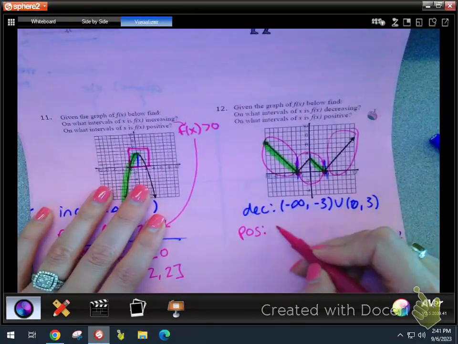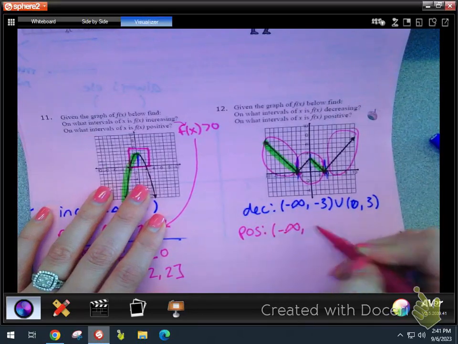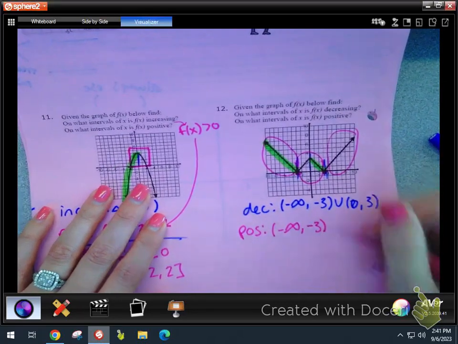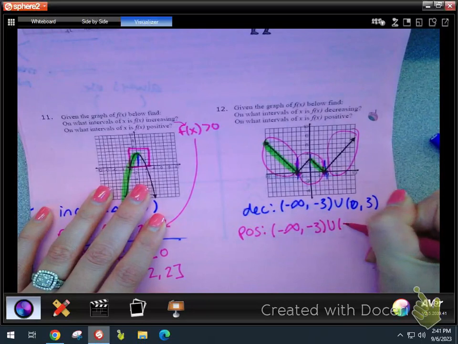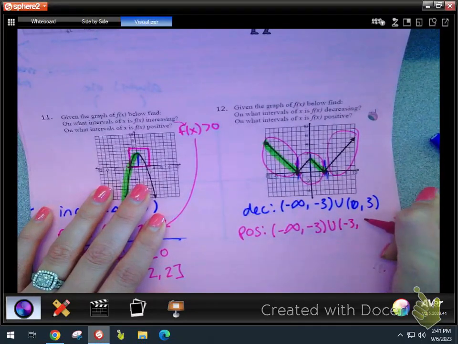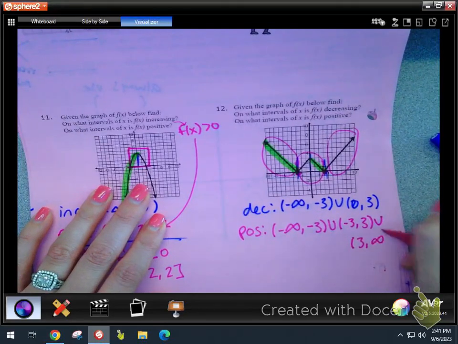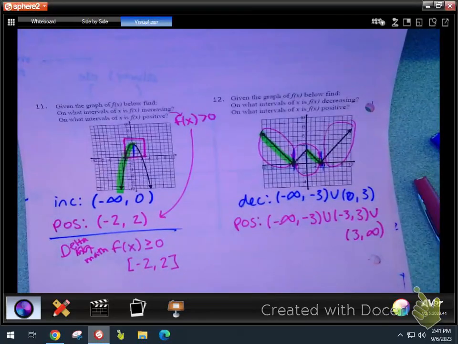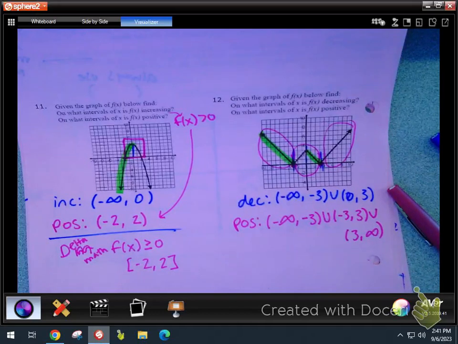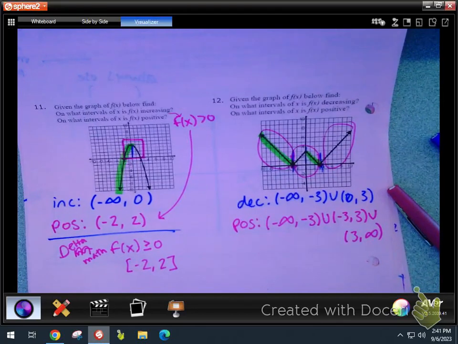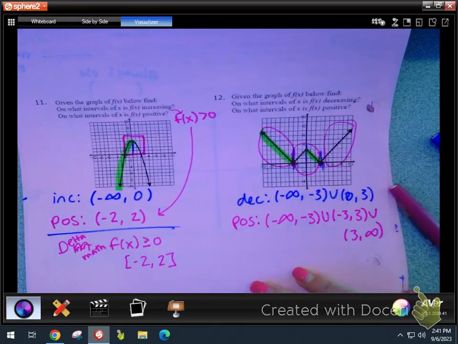So that would be negative infinity to negative 3, union, negative 3 to positive 3, root to root, union, 3 to infinity. And I always write these, again, always going left to right. Always going least to greatest. I think that's just easier there. Okay? Try 13.